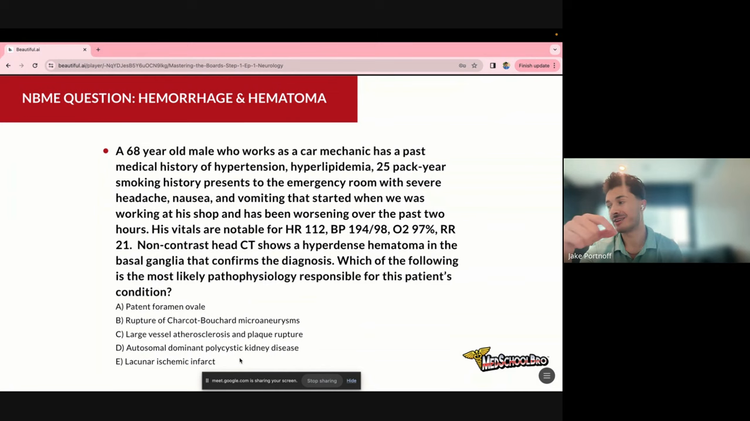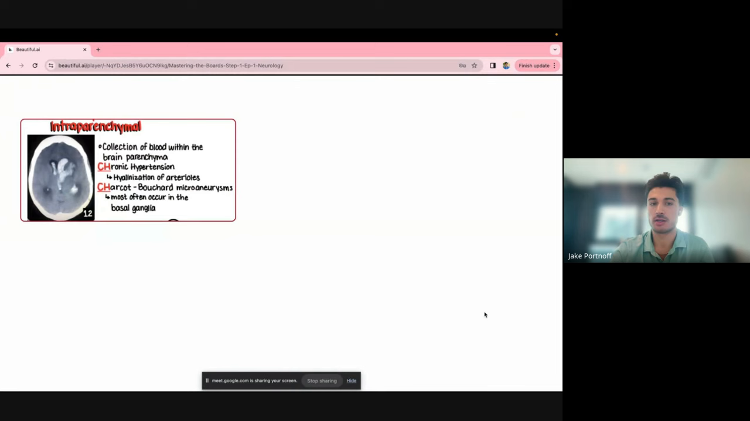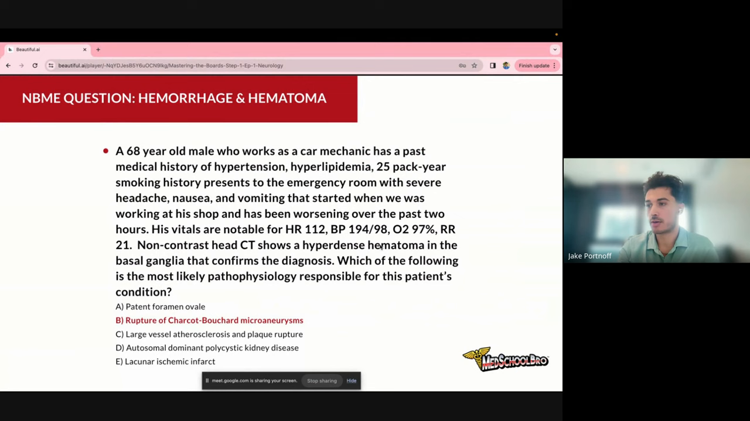Very, very good. So this was a little bit of a tricky one, but I put this here purposely because I wanted to talk about Charcot-Bouchard microaneurysms and something called intraparenchymal hemorrhage. So what we saw in this vignette is a really high risk factor for Charcot-Bouchard microaneurysms, and that's hypertension. And this is very elevated, right? 194 over 98 is severe.